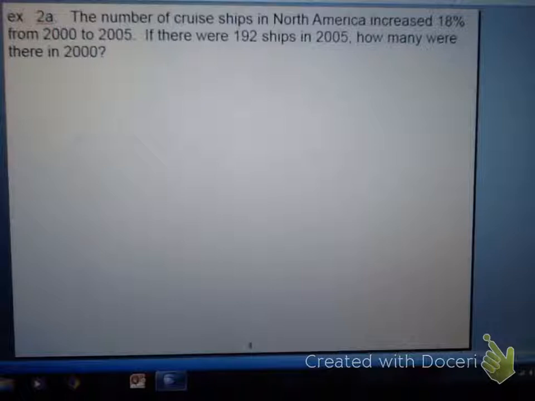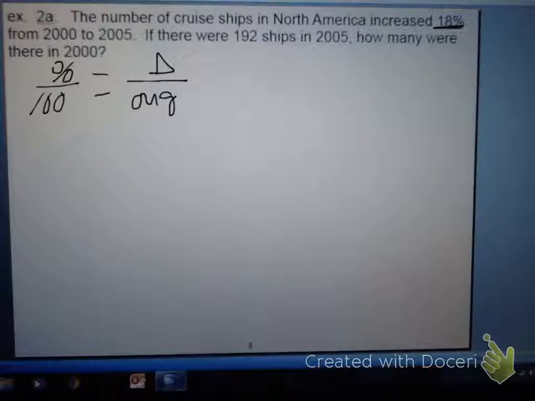Example 2a. The number of cruise ships in North America increased 18% from 2000 to 2005. There were 192 ships in 2005. How many were there in 2000? Okay, once again, we must write the formula. Percent over 100 is equal to the amount of change over the original. Now, in this problem, they gave us the percent. It's 18 over 100.